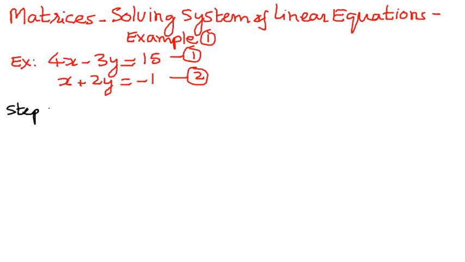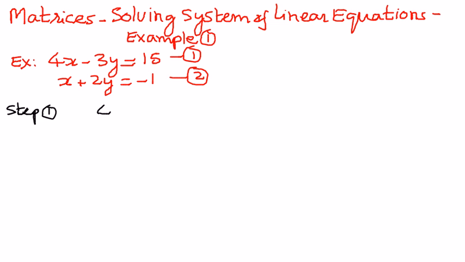Step number 1, we want to write an augmented matrix for the system of linear equations. So the way we do it is we pick the coefficients of x and y from equations 1 and 2 and write them out in an augmented matrix format.